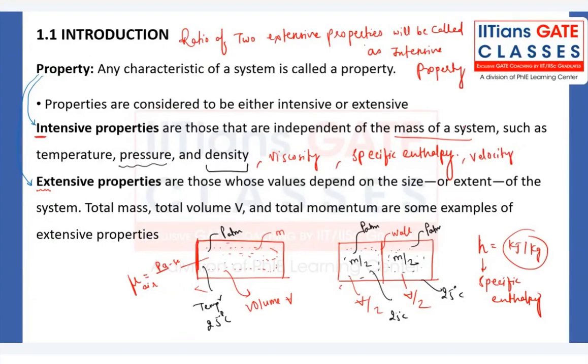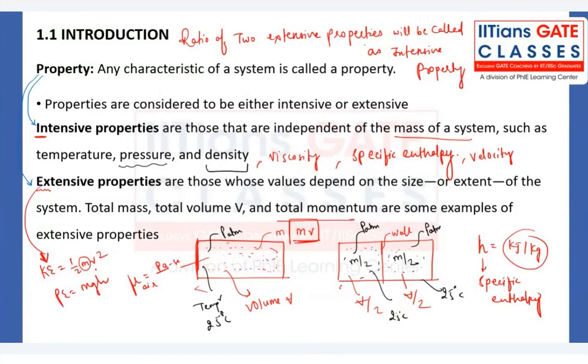What about the kinetic energy of the fluid particles, is it an extensive property or an intensive property? Total momentum is nothing but mass times velocity. Once again, it depends on the mass. Kinetic energy is half m v square. Once again, it depends on the mass, so that is an extensive property. Potential energy, m g h. Once again, that is an extensive property, right?